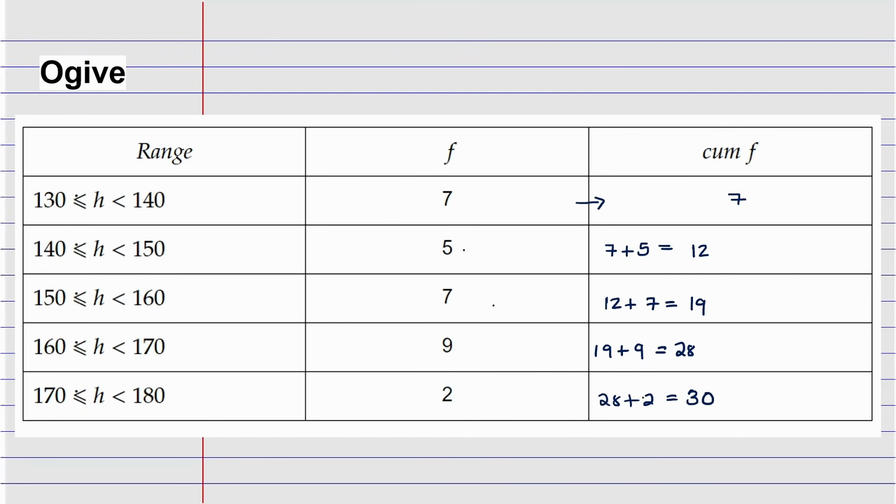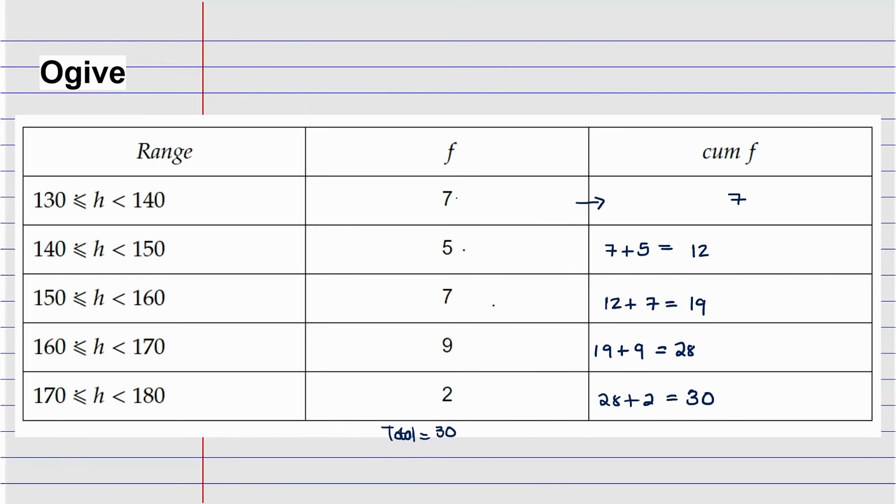To know that your cumulative frequency is correct, if you add up your frequency, you know that this column total is 30, right? So the total frequency is equal to the last term of the cumulative frequency, right?